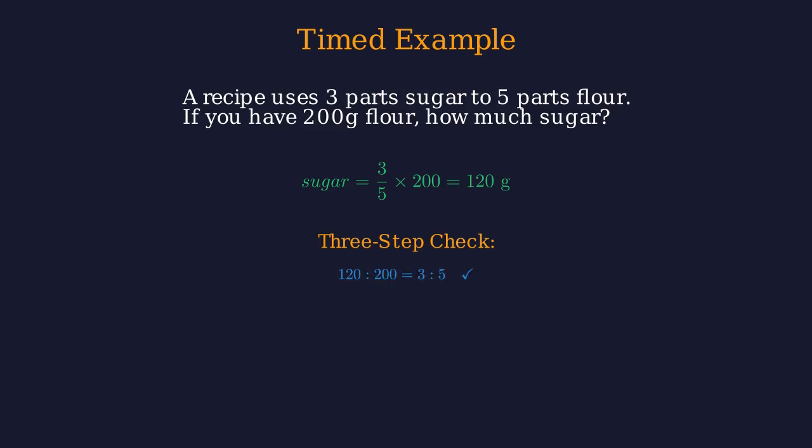Good. Reasoning. Sugar must be less than flour here. 120 less than 200 checks out. Method trace to show work. Sugar equals 3/5 times flour equals 3/5 times 200 equals 120. Done. That full check is about 20 seconds once practiced.